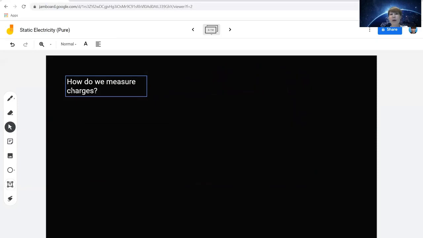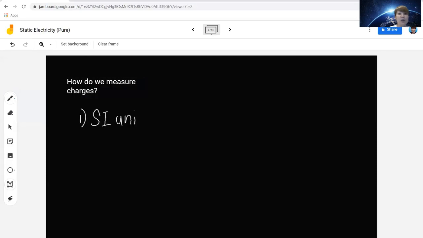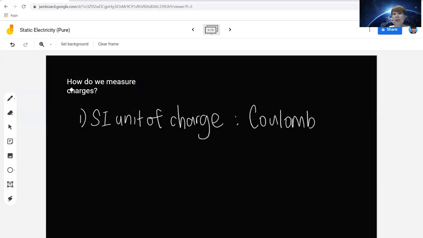Okay, now let's move on to talk about how we measure charges. In physics, we are always talking about quantifying phenomena, so that we are able to put a unit to it. How do we measure charges? First and foremost, you need to know that the SI unit we use to measure charge is called the coulomb. So the SI unit to quantify or measure charge is coulomb. You can write the short form of the SI unit as a capital C.